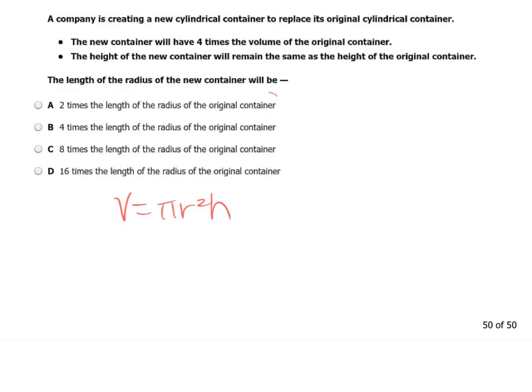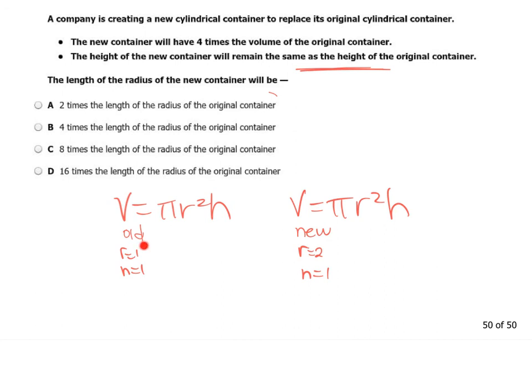So as we read through this question, a company is creating a new cylindrical container. The new container will have 4 times the volume of the original container. The height of the new container will remain the same as the height of the original container. Okay, so this one may take a little bit of time. We set up our volume formula. Volume is pi r squared h.